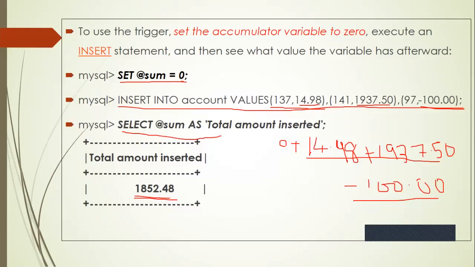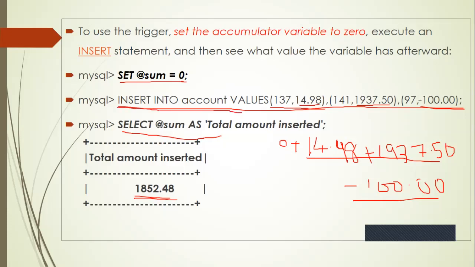Now after that, to use the trigger, what do we have to do? The accumulator variable, that is @sum, we have to set it to 0. That's what we use, set @sum equal to 0. Then we try to insert, because here we are saying before insertion, whenever we are trying to insert a row, before inserting it, we are accumulating the amount value. So that is before insert.